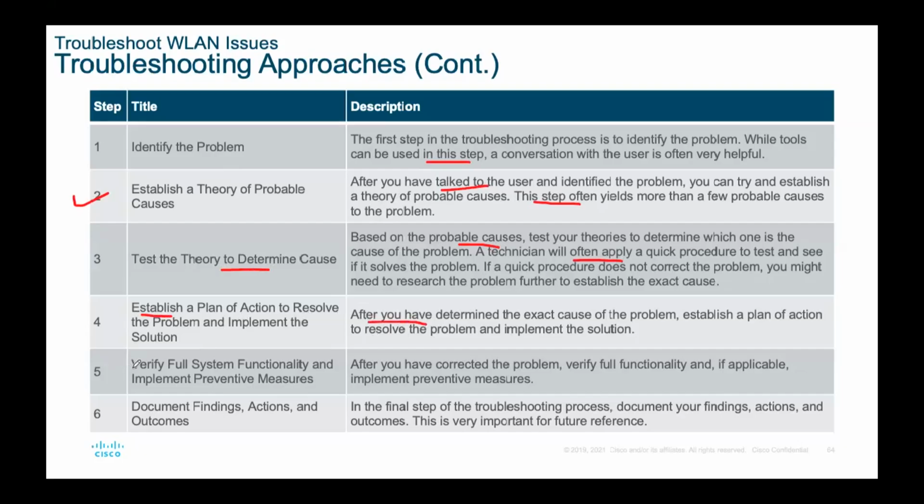Step 5, verify full system functionality and implement preventive measures. After you have corrected the problem, verify full functionality. If applicable, implement preventive measures. And lastly, document findings, action, and outcome.